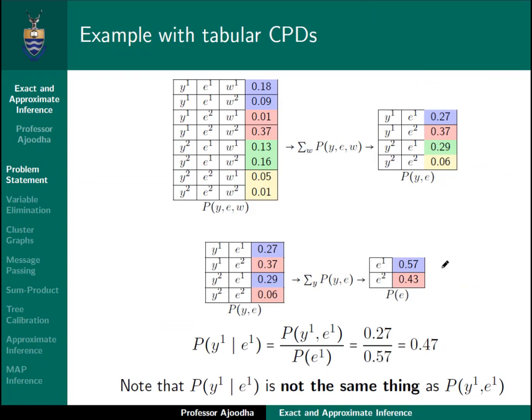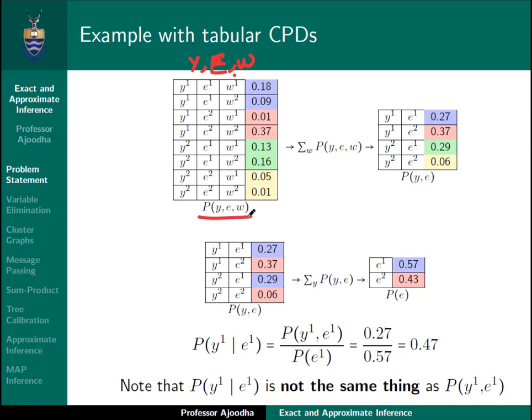So let's have a look at this in practice. If I have a factor here with the scope Y, E, and W, then I can have a factor like this. So the probability of Y1, E1, and W1 is 0.18, and so on. And all of this must add to 1.